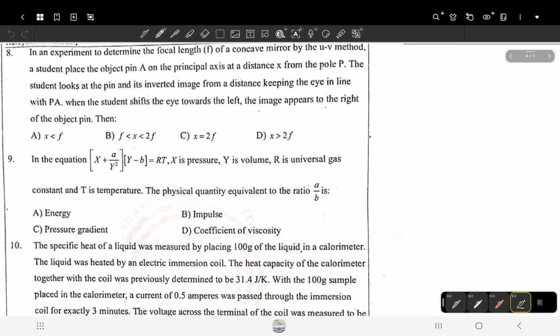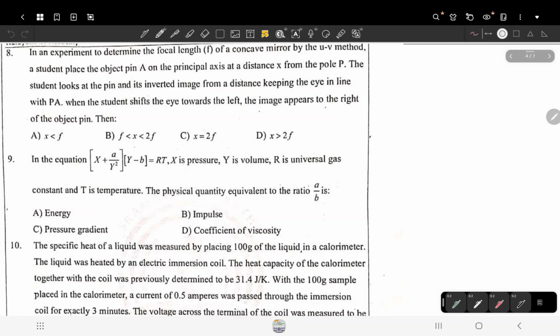The student looks at the pin and its inverted image from a distance, keeping the eye in a line with the PA. When the student shifts the eye towards the left, the image appears to the right of the object pin. Then what? Then we have to find whether x is less than f, f is less than x is less than 2f, x is equal to f, or x is greater than 2f. For that we need to understand the diagram first.